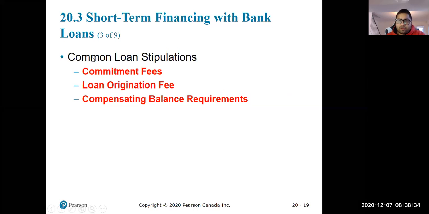Okay. Common loan stipulations, these are the fees that are charged. There can be commitment fees. If a bank is committing you a certain amount, they may charge you fees on that. There can be a loan origination fee. If they're giving out loans, they may charge you processing fees and all that stuff. Or they may ask you to keep a certain balance with the bank in a non-interest paying account.